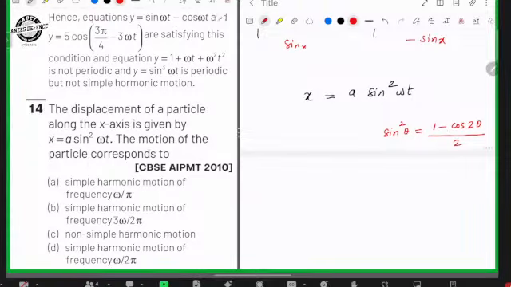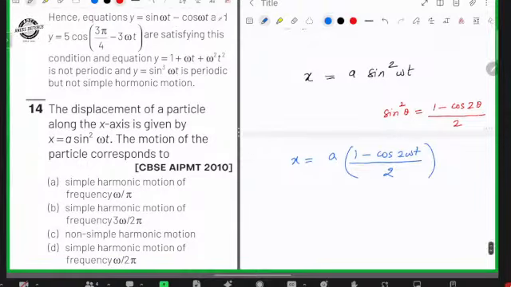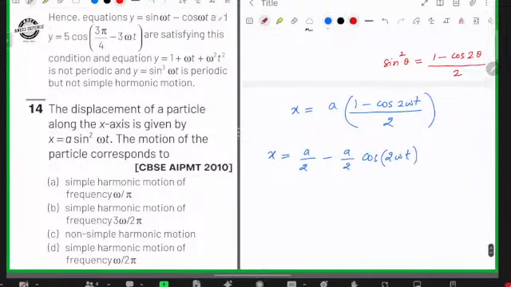1 minus cos 2 theta upon 2. So let us substitute this here to get the value of x as x is equal to A into 1 minus cos 2 omega t upon 2. Now taking 2 and A inside the bracket, we will have A by 2 minus A by 2 cos of 2 omega t. Now this is just a constant. This term is just a constant. It is not SHM. But this term is an SHM because it contains cos function.